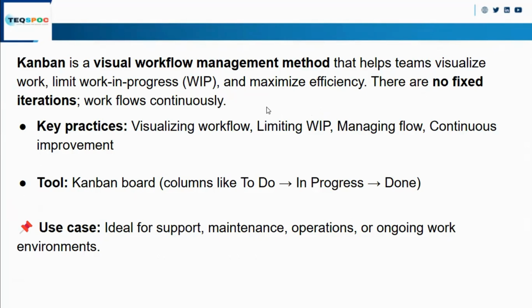There are no fixed iterations. In Kanban, there is basically no iteration. In Scrum, we have the sprint or iteration, but in Kanban, we have no iteration. And here continuous incremental delivery will be done in Kanban.